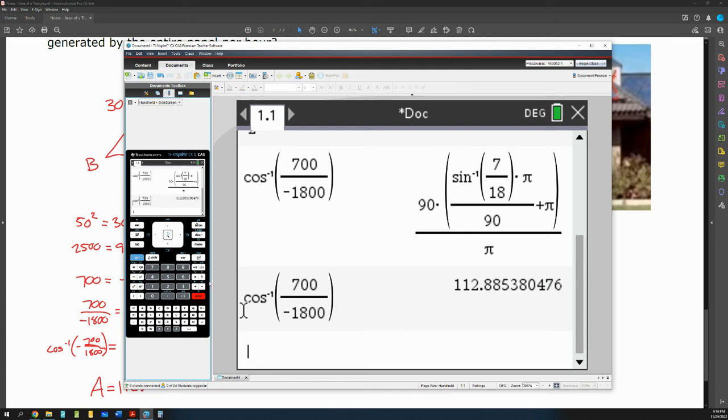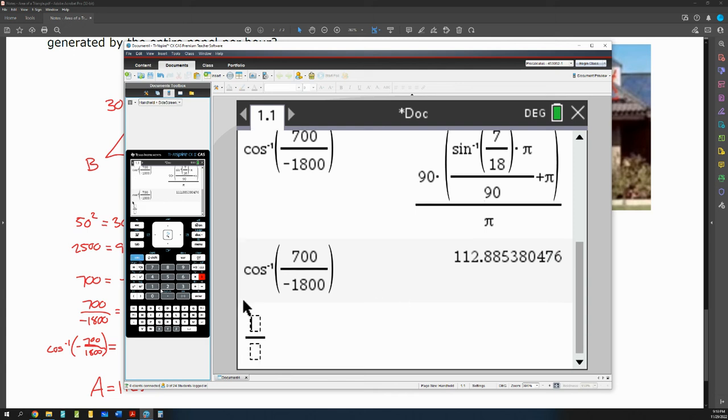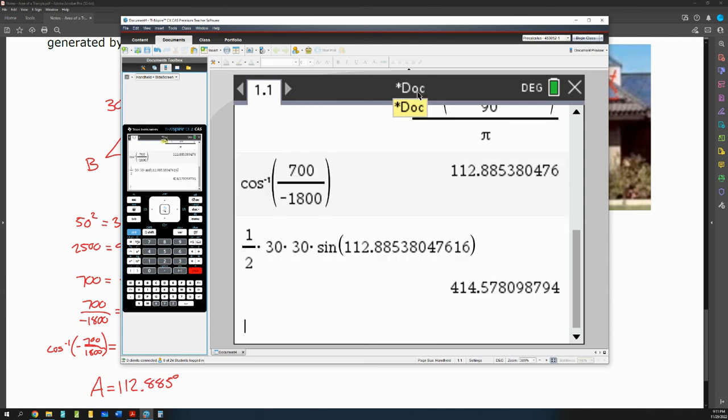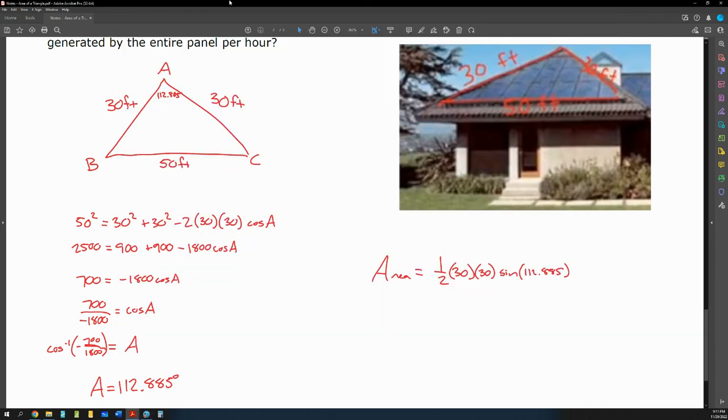So we have 1/2. I'm going to hit Control Divide. 1/2, and then times 30 times 30. Then we have sine of, and I'm just going to hit answer. So Control Answer. And that's going to give us our area. I'm going to hit enter. And that gives us an area of 414.578 square feet. So the area is equal to 414.578 square feet. We're not done yet.